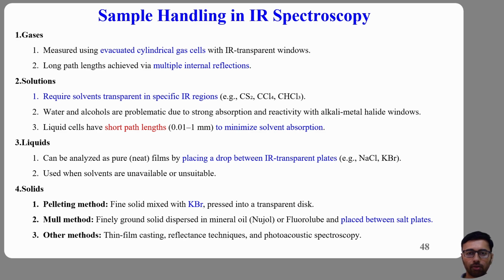Although not shown here, modern laboratories often use ATR spectroscopy, attenuated total reflectance. ATR dramatically simplifies sample preparation. You simply press the sample against a crystal surface. No pellets, no mulls, no salt plates. This is one reason ATR-FTIR became extremely popular in modern labs.